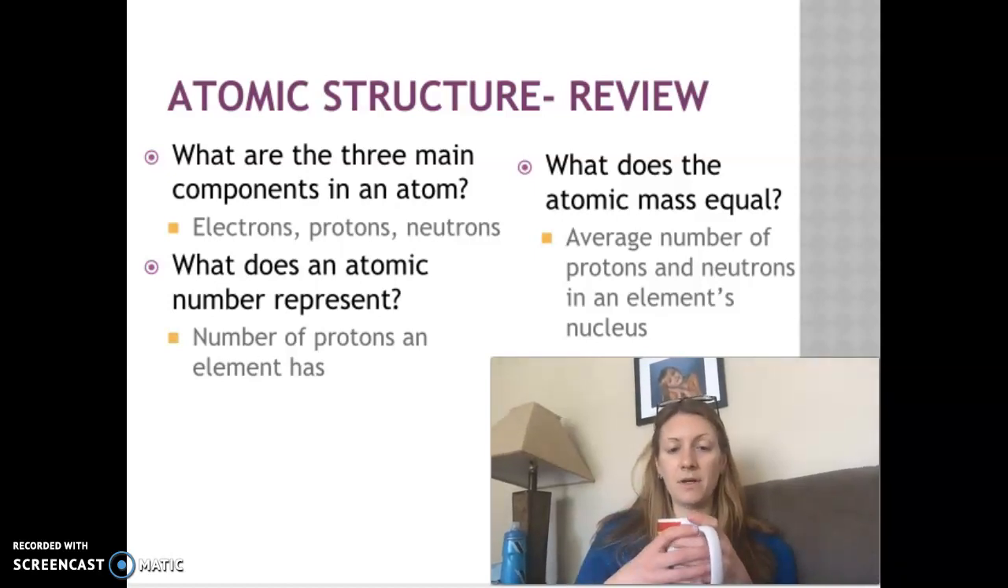The atomic number is going to become very important when we talk about nuclear reactions, and that represents the number of protons an element has. It's the element's identity. So if you change that number, you're going to be changing the element completely. The atomic mass is also going to become very important, because remember, mass is conserved, so whatever we start with is what we end with. And that will be the number of protons and neutrons in the element's nucleus. So you add those two together, that'll give you the atomic mass.